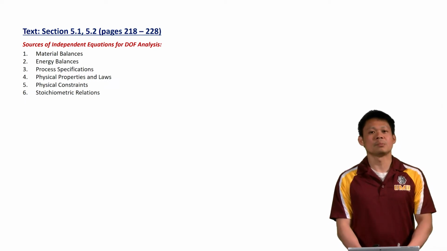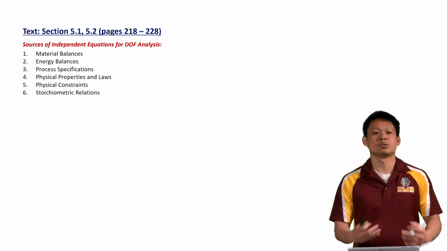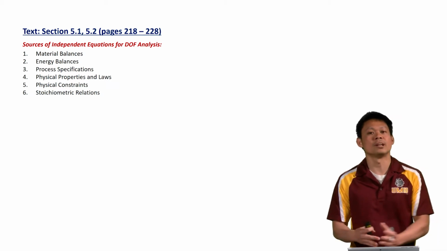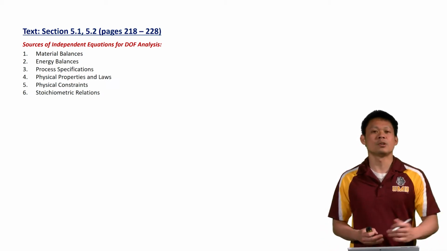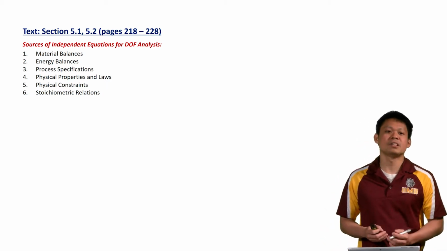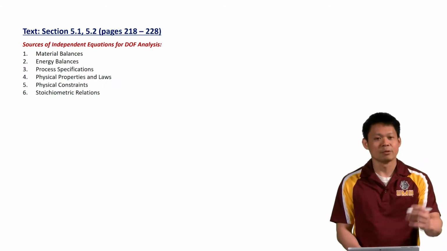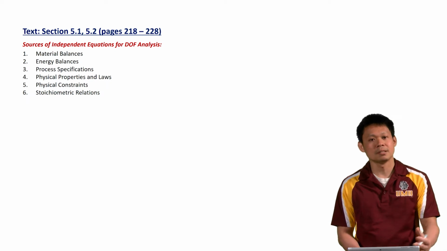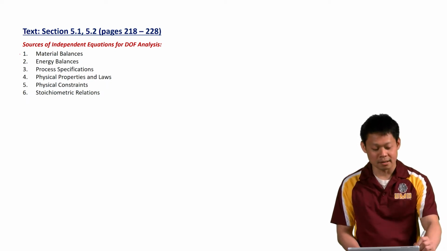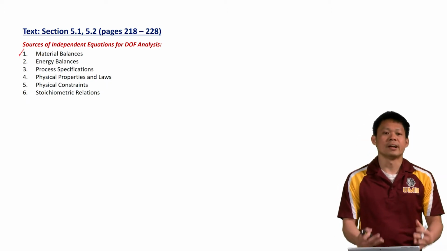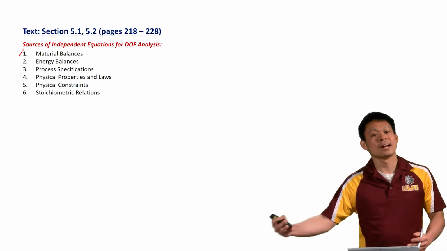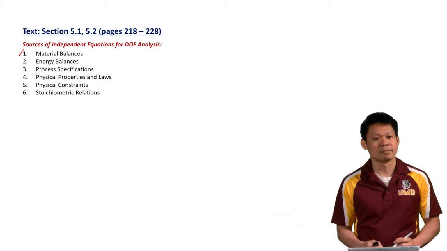Before that, I talked about using the degree of freedom analysis, sources of independent equations, as sort of my outline for this entire course. So let's go back and revisit that. The first source of independent equations in our degree of freedom analysis was counting the material balances, so number of species equals the number of balances. We did that in chapter 4. For energy balances, we're going to get to that towards the end of this class, so we're not going to do that yet.